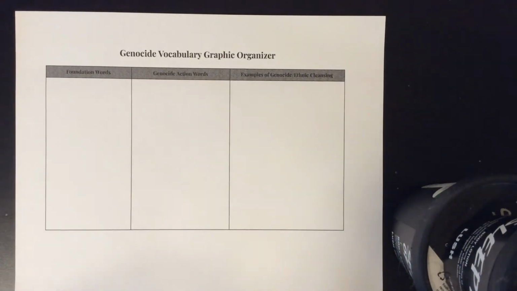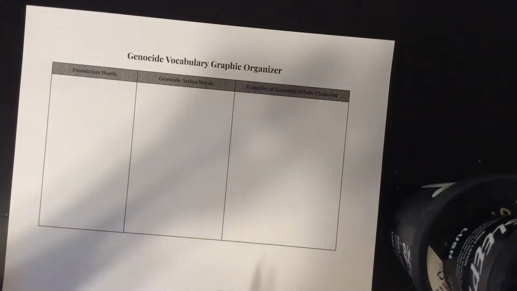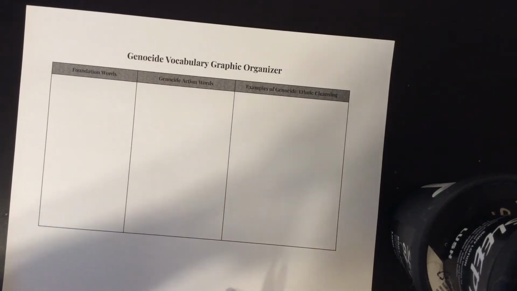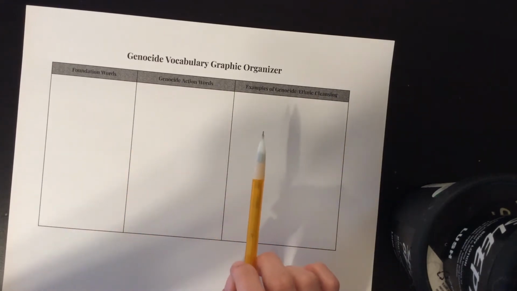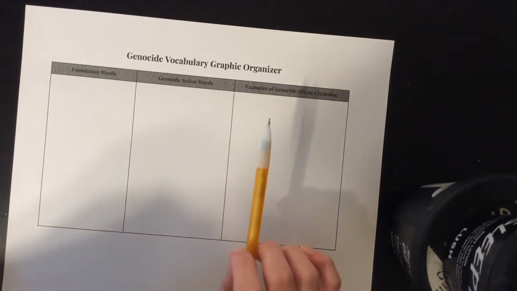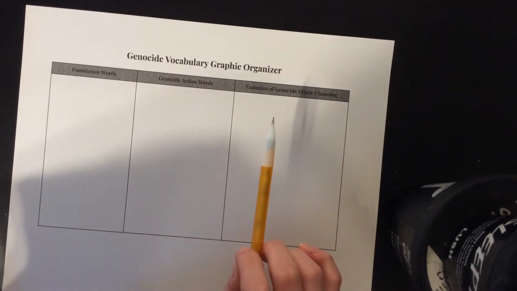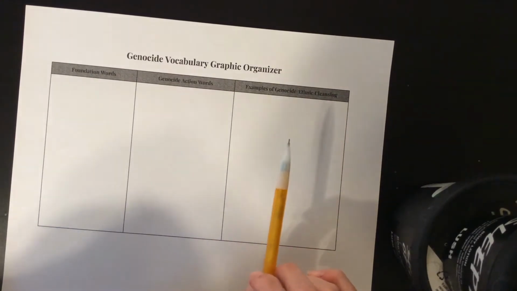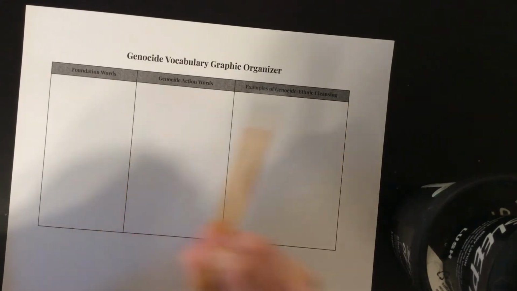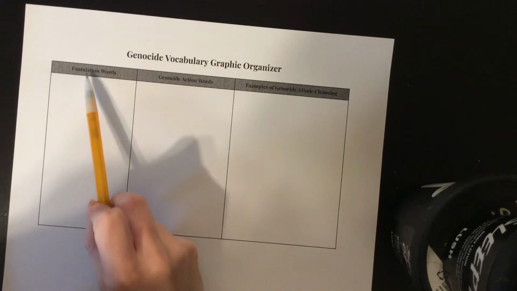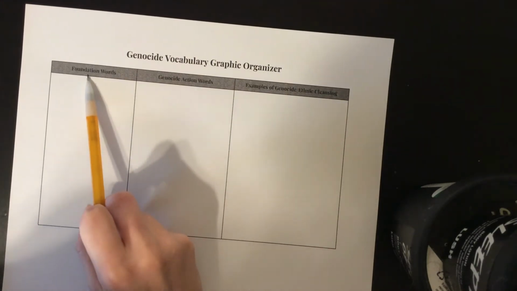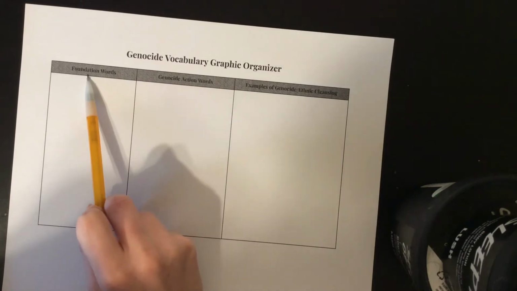So this is an example of a graphic organizer that I created for my students to group different vocabulary words from a word bank, which would be the vocabulary words that I have listed in the different tiers on my text set. So they would group them into 3 sections. One would be foundation words for genocide, which are words that are needed for genocide to happen, or foundational concepts that are present in all examples of genocide.